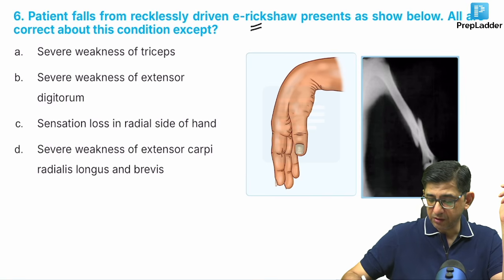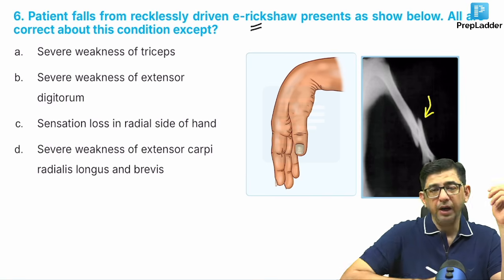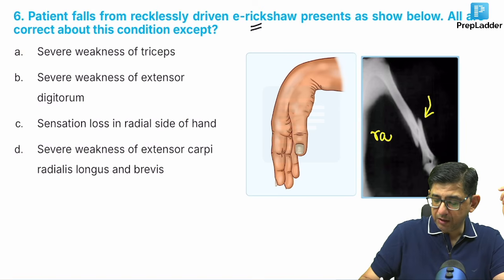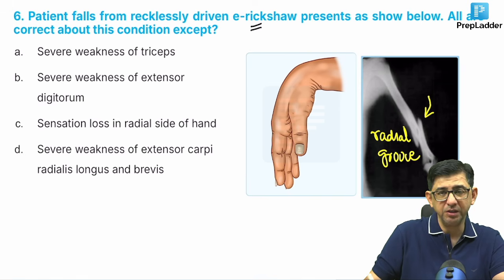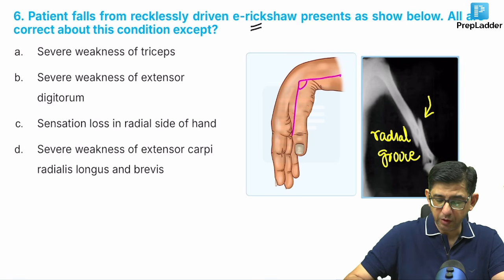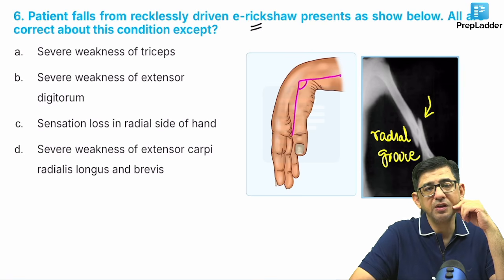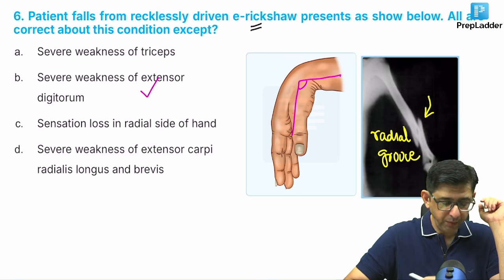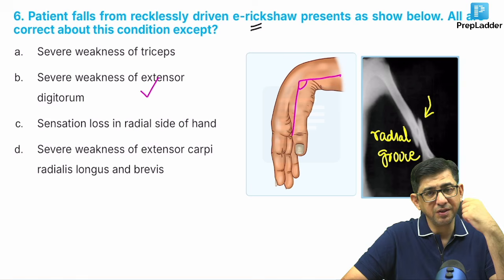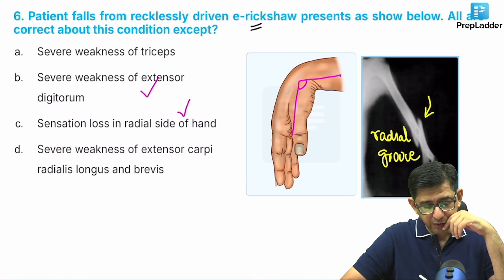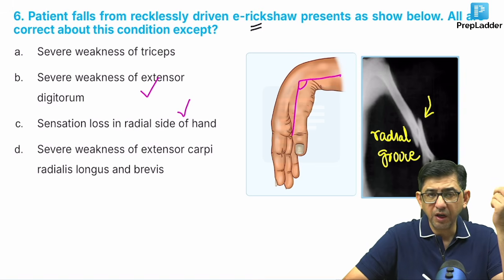You can see that there is a fracture of the shaft of the femur, and the fracture is occurring mid shaft, so it would be near the radial groove. And since the damage is occurring near the radial groove, we can understand that there is radial nerve palsy, and that is why wrist drop is also shown in the figure. You can notice the characteristic wrist drop that is present. The question says all of the following are correct about this condition except: weakness of extensor digitorum is present. Radial nerve has a sensory component also, so sensory loss on the radial side of the hand makes sense. Weakness of the extensor carpi radialis longus and brevis, yes, they are involved.